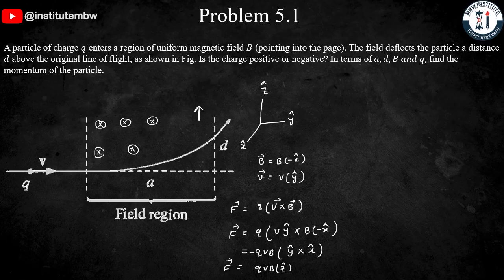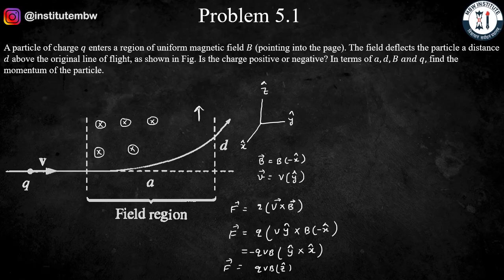So the force is coming in the z direction. It means our assumption is right. The charge will be positive. If it comes in the minus z cap direction, then the charge will be negative. Now let's move ahead to the second part.